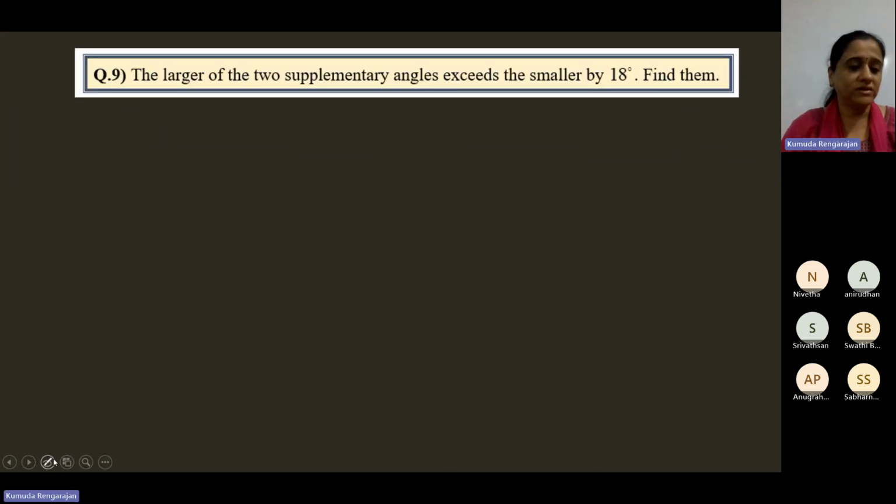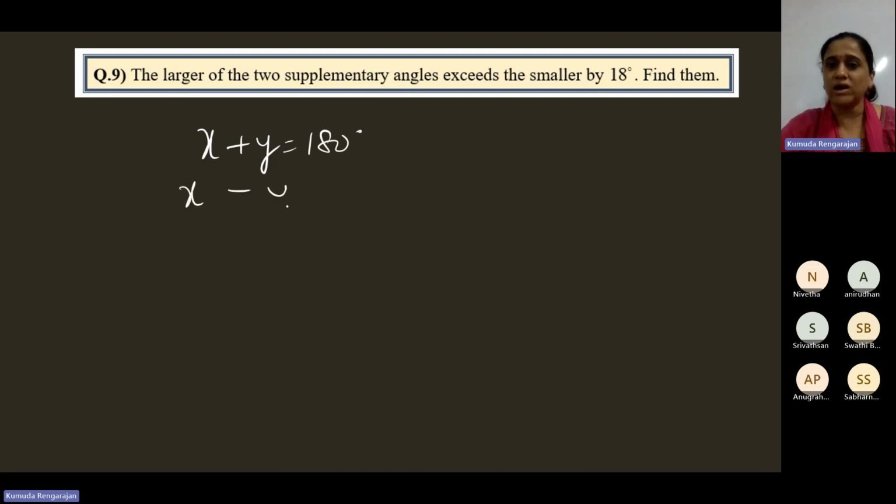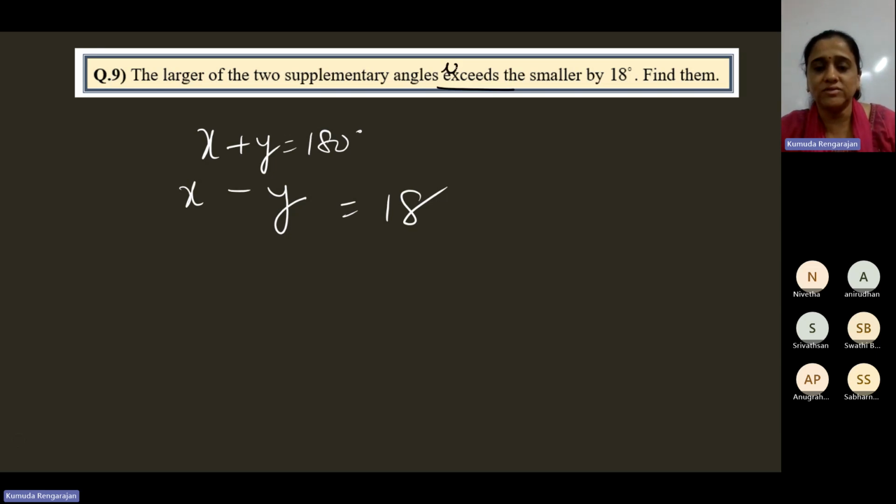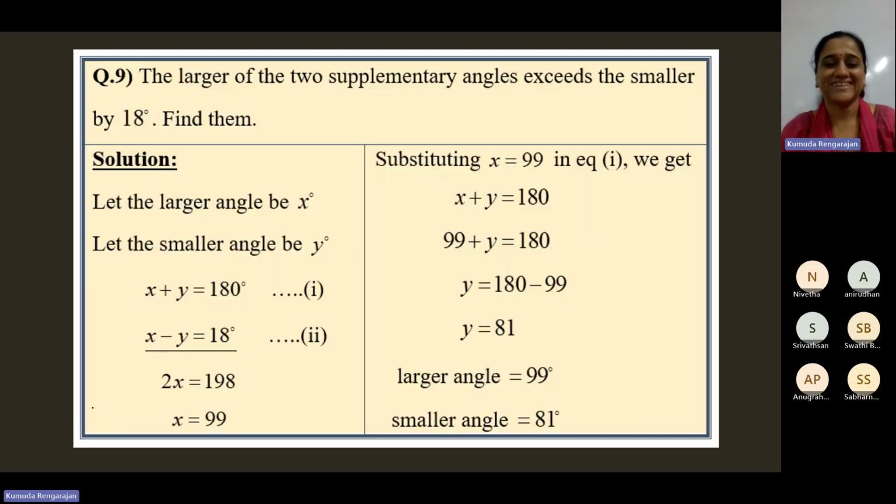So we were saying x plus y is equal to 180. Let the larger angle be x. So that angle minus the small angle is equal to 18. Exceeds means is more than. The larger angle is more than the smaller angle by 18. So x minus y is equal to 18. Okay. Next one.